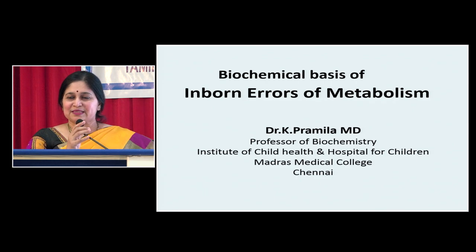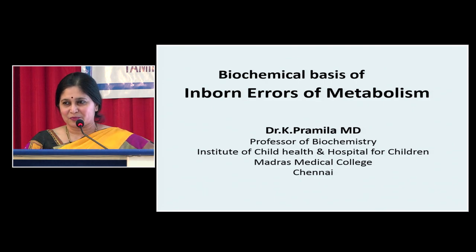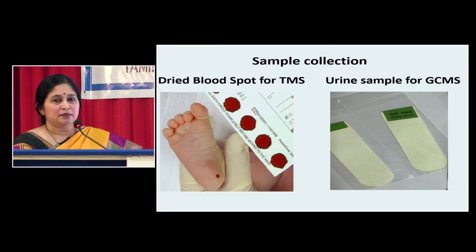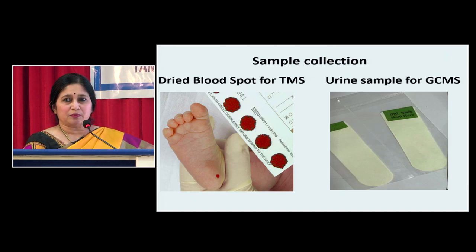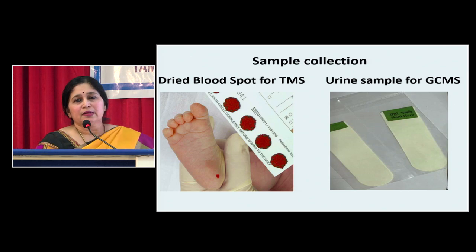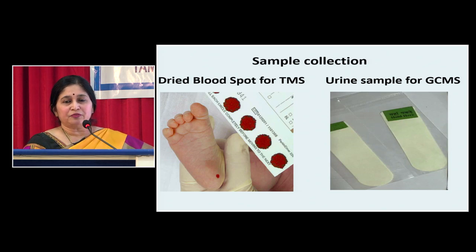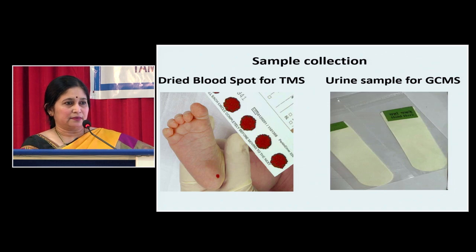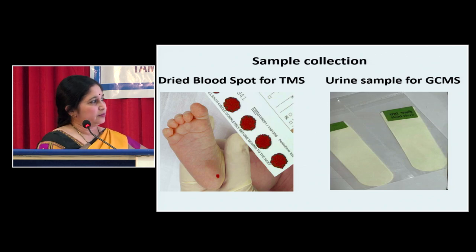Seriously, biochemistry is the basis of inborn errors of metabolism, right? You all agree? So it's very important to diagnose inborn errors of metabolism early because we can prevent complications and we can improve the life of the child. So here, for any screening program, we prefer dry blood spot. What is the advantage of a dry blood spot? Because it can be transported at room temperature by courier.